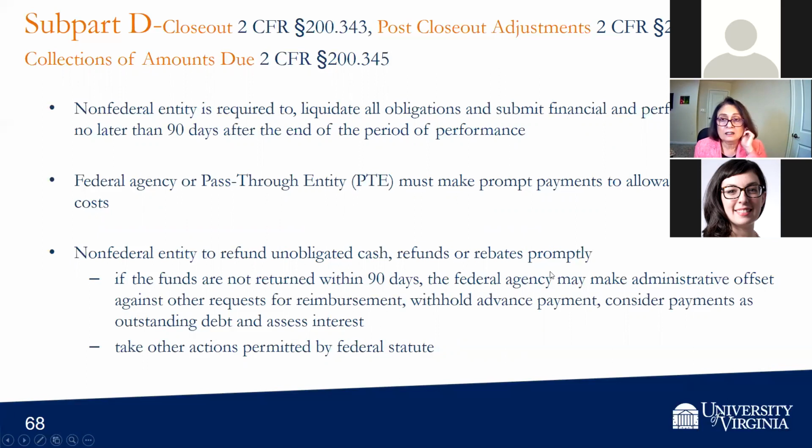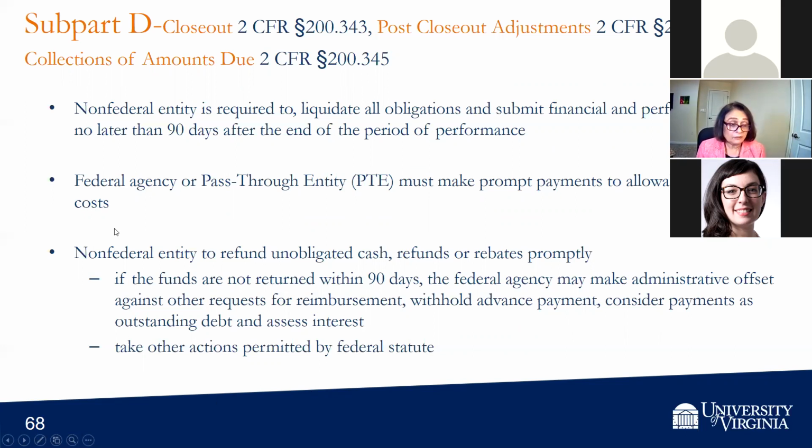So these are the closeout adjustments. We have to clear up all our obligations and submit our financial reports and performance reports within 90 days. Now that 90 days has been extended to 120 days, according to the updated UG, which will go into effect sometime in November. So we are getting a few more days for submitting our final reports.